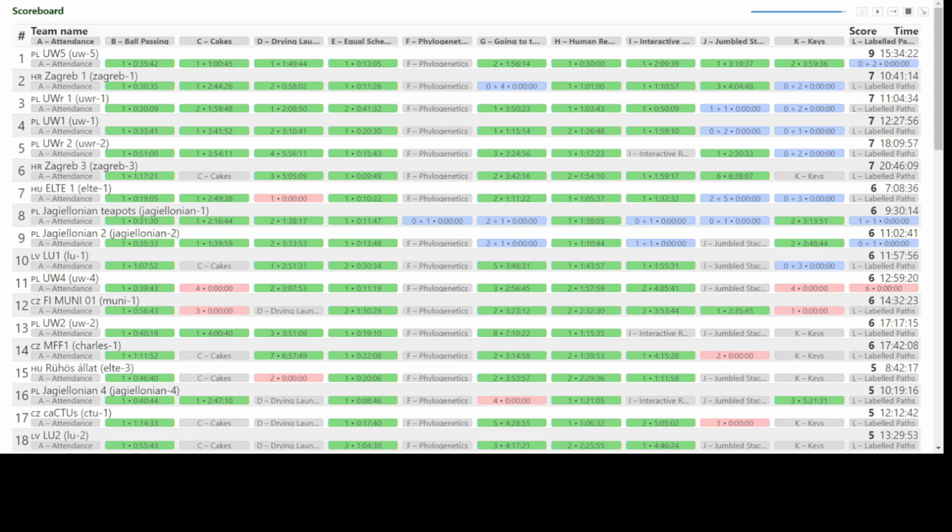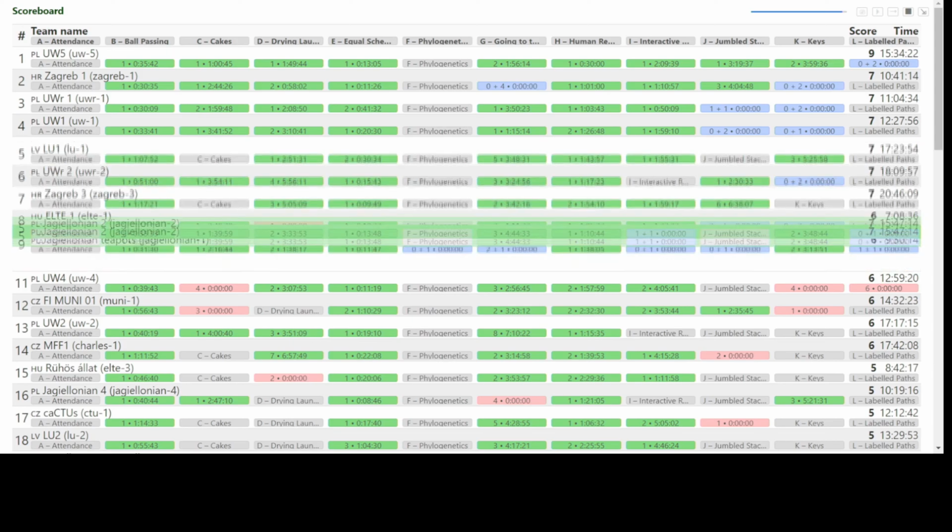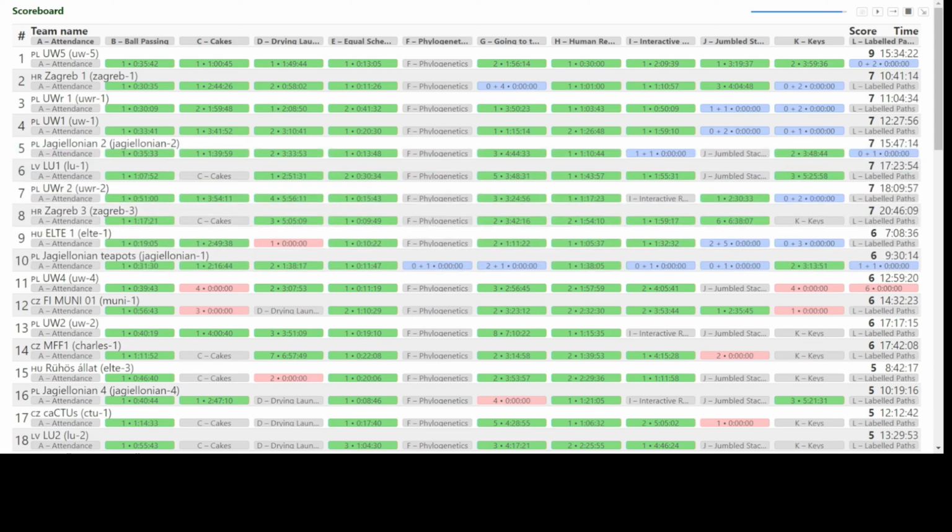University of Latvia 1, 3 attempts at keys, and they were correct. One attempt at going to the moon from Jagiellonian 2. Correct. We have Jagiellonian teapots in 10th place with 5 total unsolved tasks. Can they solve phylogenetics? No. Going to the moon, problem G. That is correct.